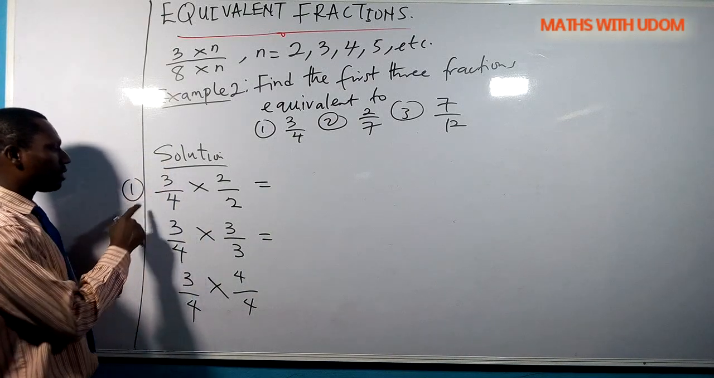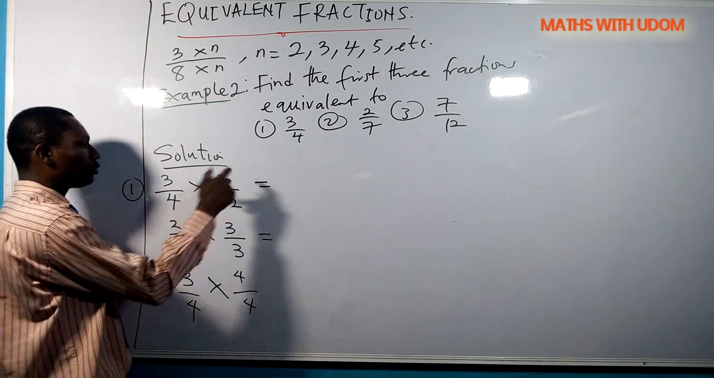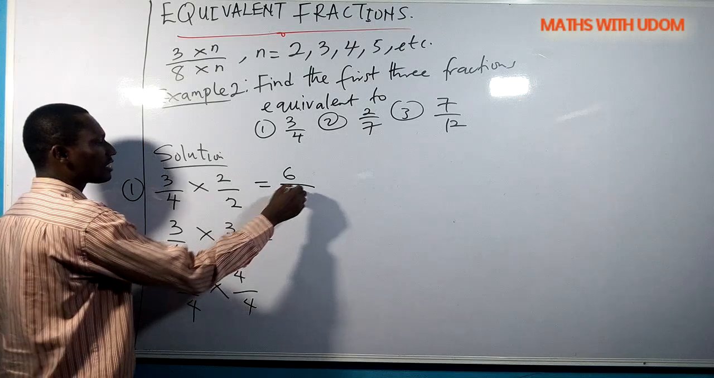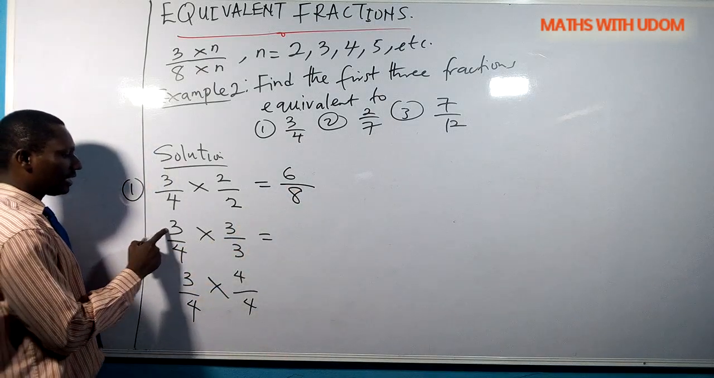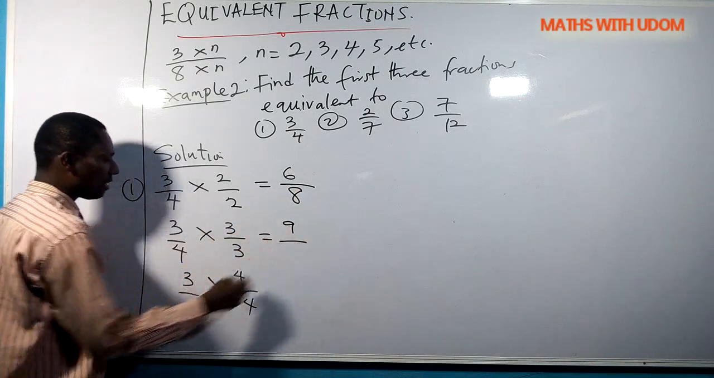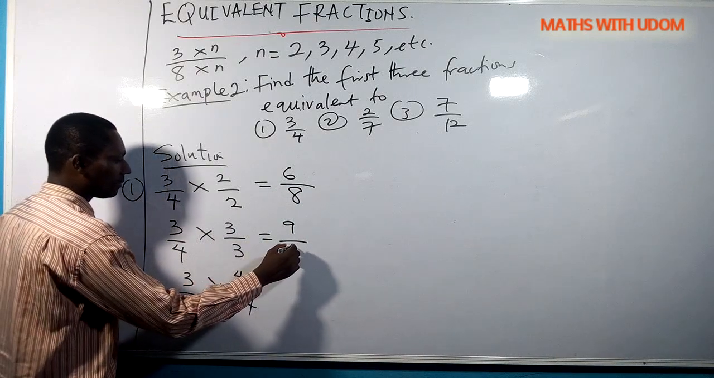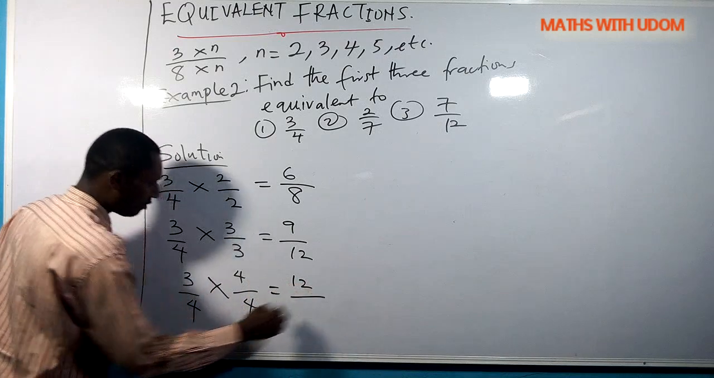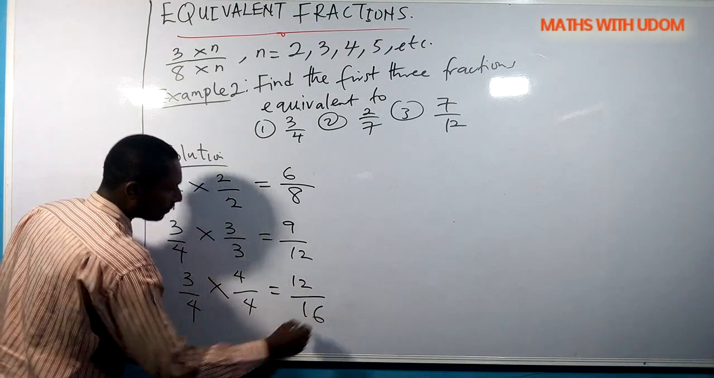Now for this first one, we have 3 times 2 is 6 divided by 4 times 2 is 8. Okay? 3 times 3, 9 divided by 4 times 3, 12. 3 times 4, I have 12 divided by 4 times 4, 16.